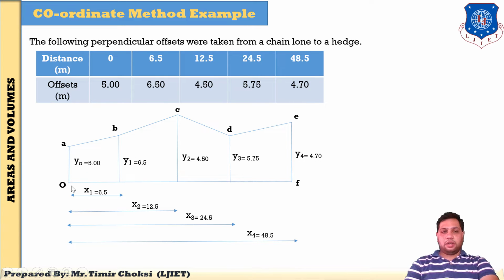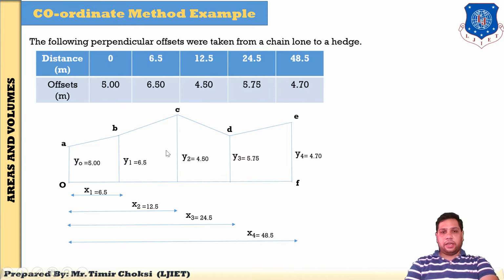Now first coordinate: the distance x0 is 0 and y0 is 5.0. Similarly, the first distance is 6.5, so x1 you consider 6.5 and y1 is 6.5, x3 is 24.5 and y3 is 5.75. So you have arranged the distance and offset in a figure. So step number 1: first draw the figure and arrange all the ordinates.